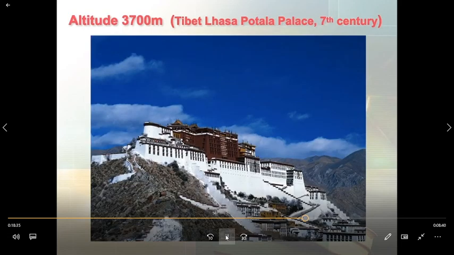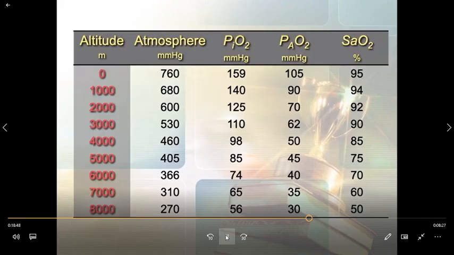And there is another place in China where you may suffer from this. It's in Tibet, in Lhasa. That's the Potala Palace in Lhasa. The altitude is 3,700 meters. See, it's still within the normal range, but the saturation level is lower compared with people who are not at this high altitude plateau.